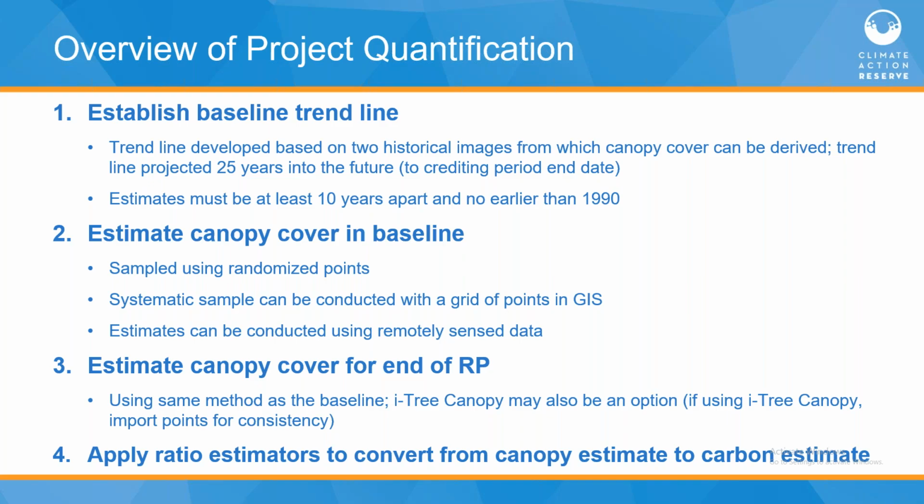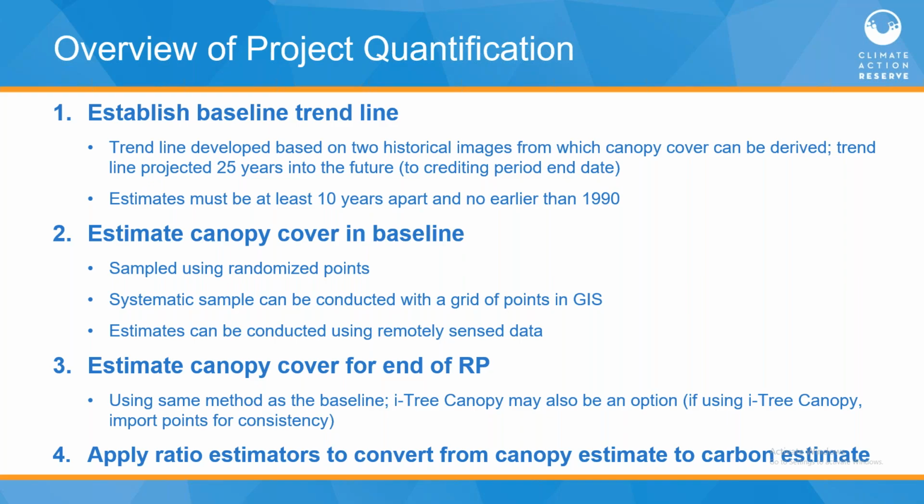This can be done with randomized points or systematic points, like on a grid, using a GIS program. Similarly, canopy cover will need to be estimated for the end of the reporting period, using the same points that we used in the baseline. iTree Canopy is an example of a free tool that we refer to as an example of how someone might be able to calculate canopy cover, but we don't require use of iTree Canopy. It's just one of many options.